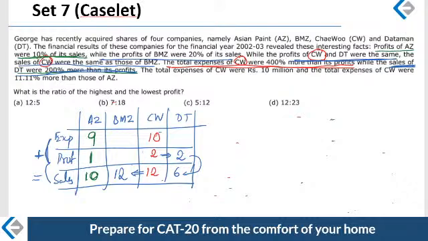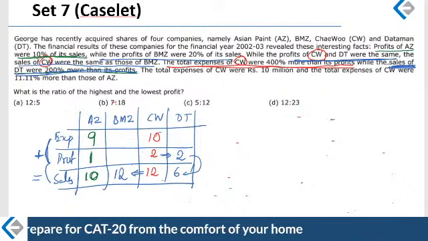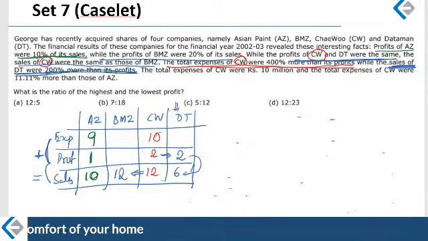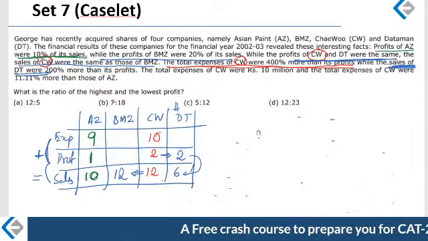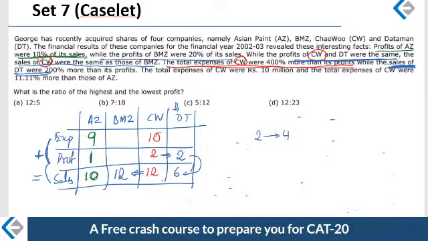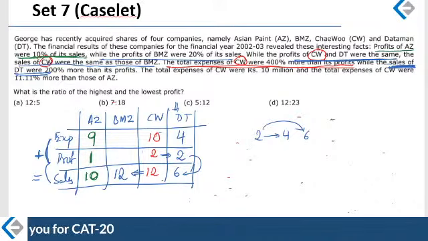All right, the sales of DT were 200% more than its profit. 100% more than its profit means 2 becomes 4. 200% more than its profit means 3 times, so that becomes 6. Therefore, what were the expenses of DT? I can write it as 4.